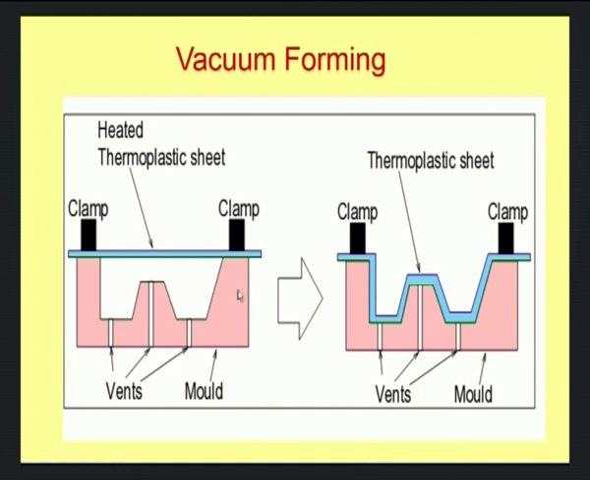This is the negative mold or the bottom mold, in which the heated thermoplastic sheet is clamped firmly, and these are the vents through which vacuum could be applied, and this is the mold. And then in the next step, the vacuum is applied, and the softened thermoplastic sheet would take the shape of the mold like this.